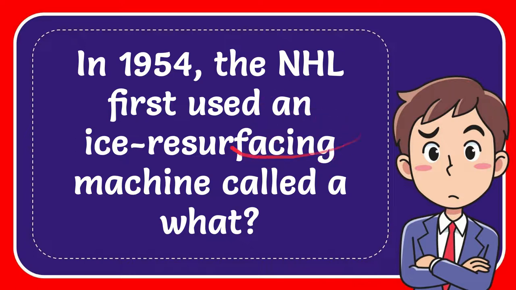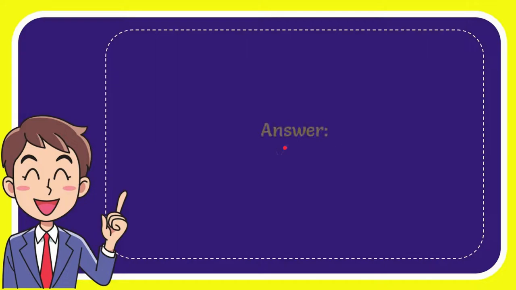In this video, I'm going to give you the answer for this question. The question is, in 1954, the NHL first used an ice resurfacing machine called what? Well, now I'll give you the answer for this question, and the correct answer for the question is Zamboni. So that is your answer for the question, Zamboni. That's the answer.